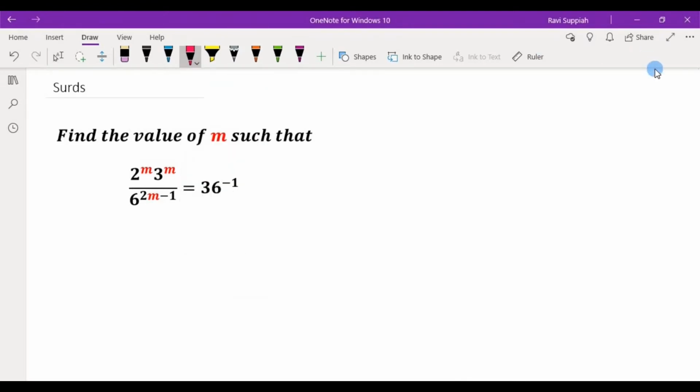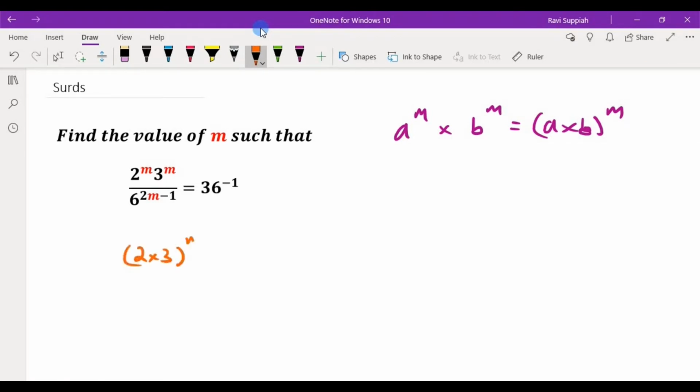Now, the first step is the numerator. We have two numbers with different bases but the same power. So the indices rule we can apply is a^m multiplied by b^m is equivalent to (a times b) to the power of m. That means the numerator can be written as (2 times 3) to the power of m, divided by the denominator, which we keep as it is for now, 6 to the power of 2m minus 1, equals 36 to the power of minus 1.